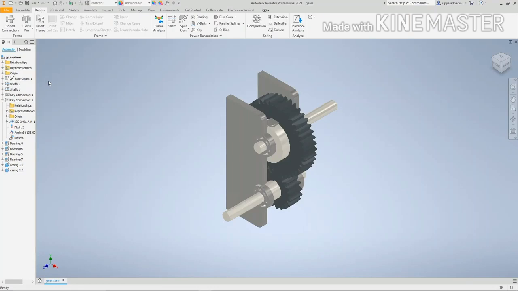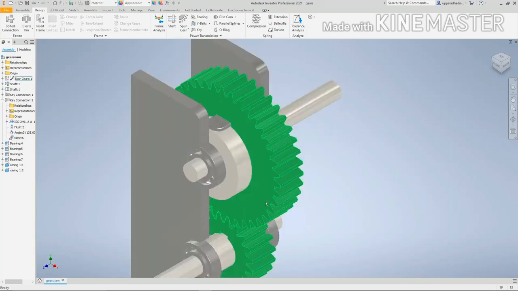I am here to provide information about the gear train assembly, and this is the gear train assembly. I have made this design with the help of the gear train design provided by Skyfi Labs, and the software used in designing this gear train is Autodesk Inventor Professional 2020.